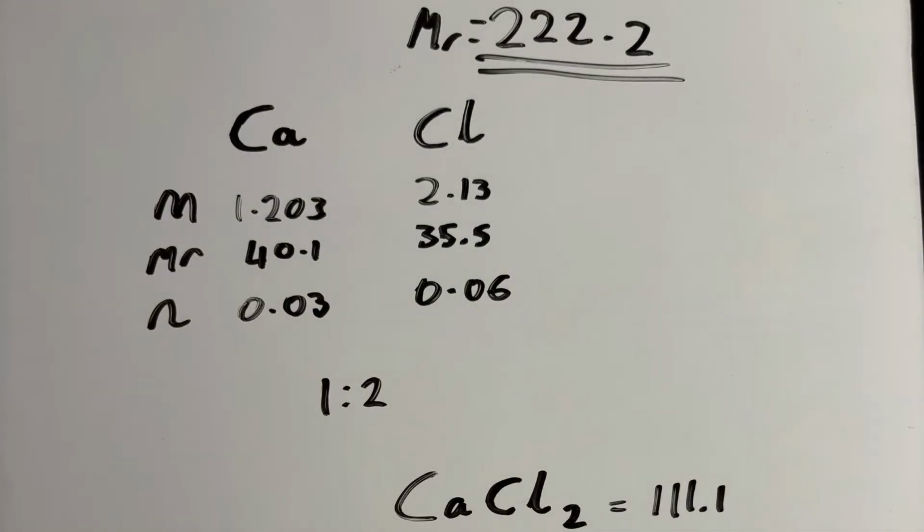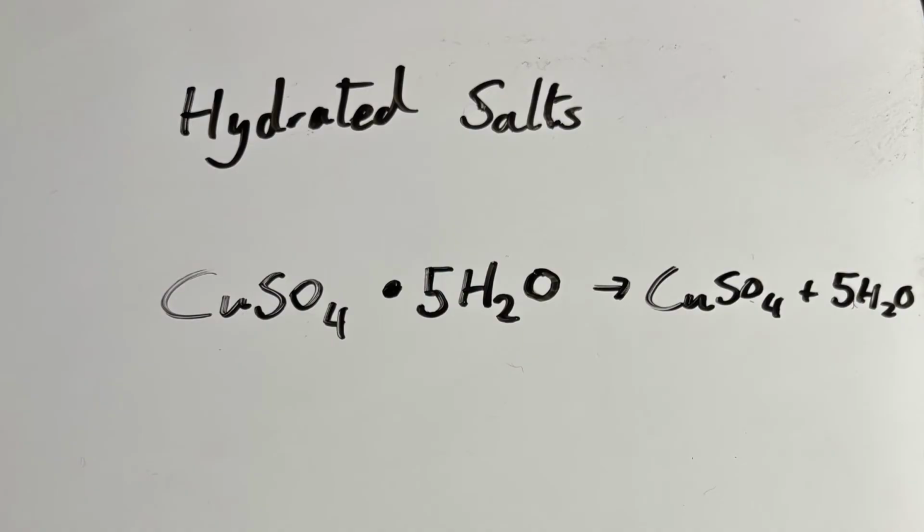Now, in the question, if it asked us to work out the molecular formula, this isn't much more difficult to do. In the question, it might say the relative molecular mass is 222.2 grams per mole. And all you have to do is work out the empirical formula, which we've already done, calculate its relative molecular mass, and then compare the two. So in this question, it would be Ca2Cl4. Because if you have to double the relative molecular mass of the empirical formula, then the molecular formula must be double the empirical formula.